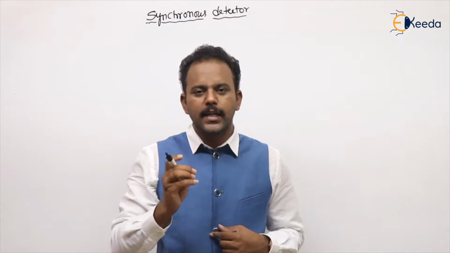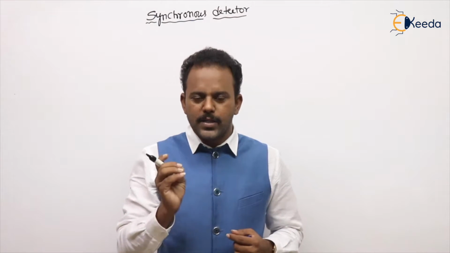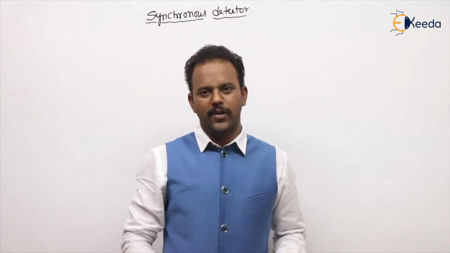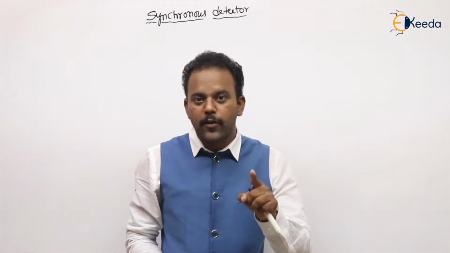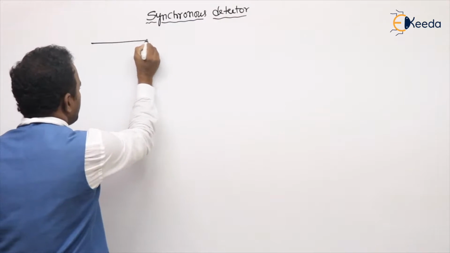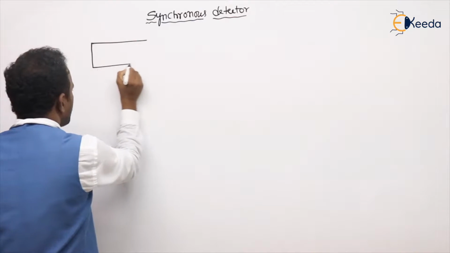What is the synchronous detection block diagram, sir? I told you synchronous detection is nothing but a multiplier followed by a low pass filter. So, we have a multiplier. Take the multiplier box.